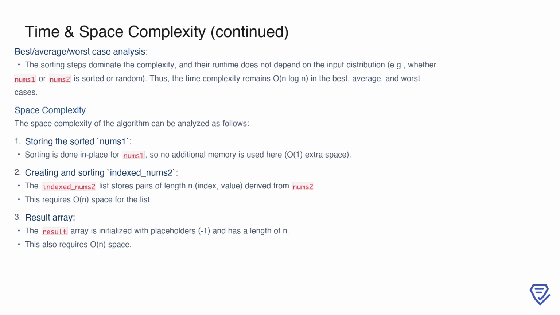Sorting nums1 is done in place, which means it does not require any additional memory, contributing O(1) extra space. However, we do create the indexed_nums2 list, which stores n pairs of index-value combinations derived from nums2, consuming O(n) space. Additionally, we allocate the result array to store the final output, which also requires O(n) space. These components together constitute the space complexity of the algorithm.